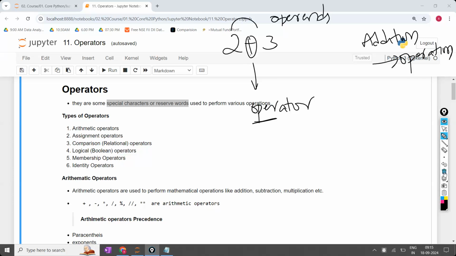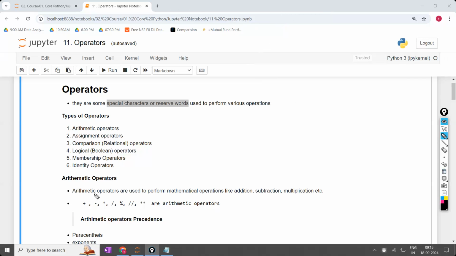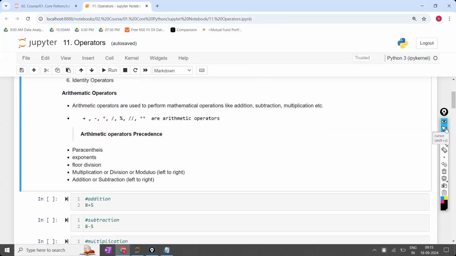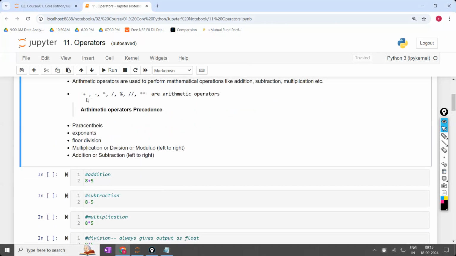Right? For example purposes. Similarly, we have multiple types of operators. In that, first we'll start with the arithmetic operators. Arithmetic operators are mathematical operators. They are used for mathematical purposes, and these are all symbols only. In the mathematical operators, the symbols available are: first plus, then minus, into and division. Up to here everyone knows commonly.